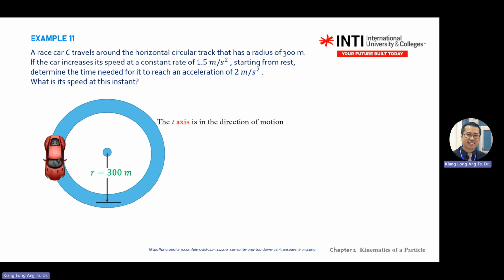Okay, the car increases its speed at a constant rate. You are given the A, 1.5 meters per second squared. Here, for A you are given the magnitude, but you don't know the direction. Starting from rest, V0 is 0. Determine the time it needs to reach an acceleration of 2 meters per second squared. So you start from rest, and you need to find when the acceleration becomes 2.